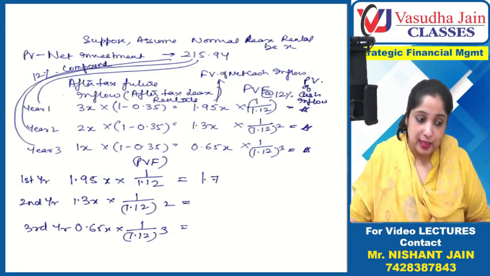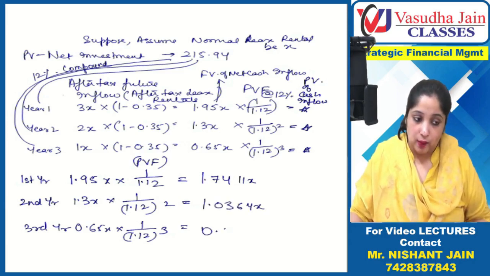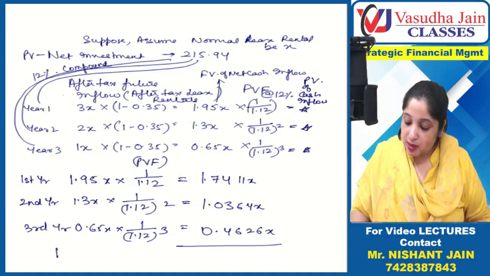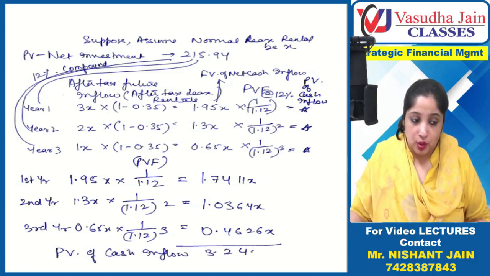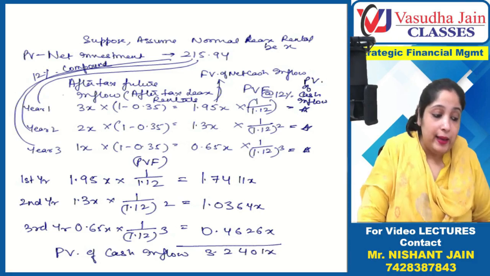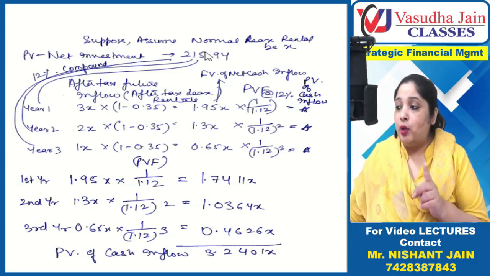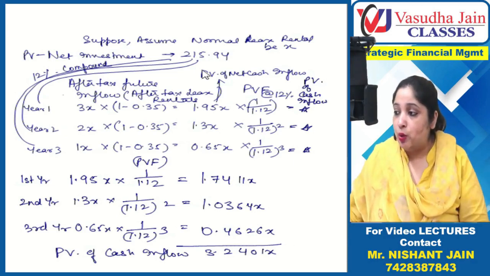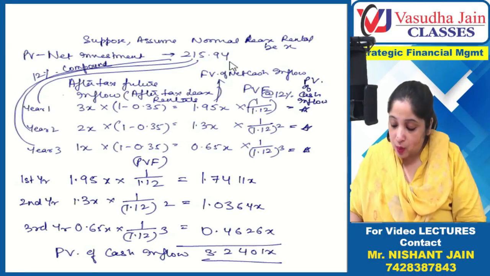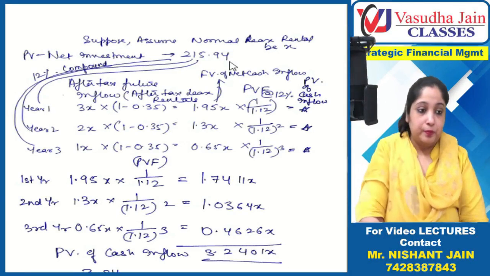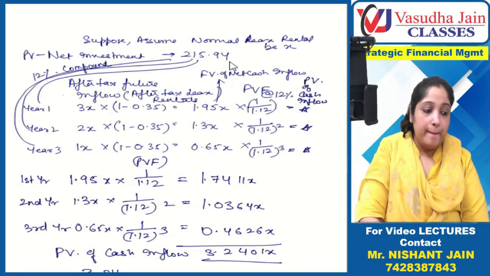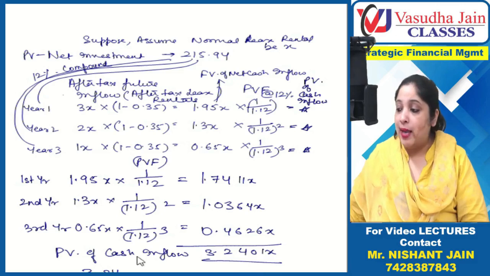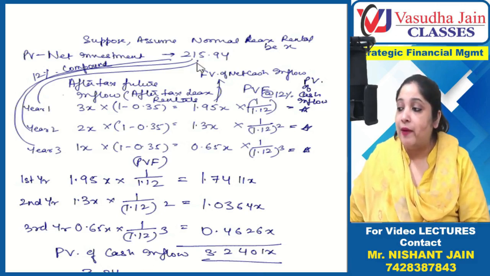So how much is this coming? This is coming out to be 1.7411x and 1.0364x, and this is 0.4626x. So if you sum up, the present value of cash inflows is coming out to be 3.2401x. Now I told you very clearly, you want your money to be compounded by 12%. So when you discount, when you find out its present value, it should be equal to 215.94. So basically you want 3.2401x, present value of cash inflow, to be equal to 215.94.